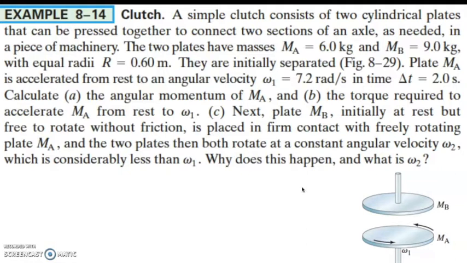and then next, plate B, initially at rest but free to rotate without friction, is placed in firm contact with freely rotating plate A. And the two plates then both rotate at a constant angular velocity, which we will call W2, which will be less than W1, right? Because that's momentum. Why does this happen, and what is W2? Do it now.